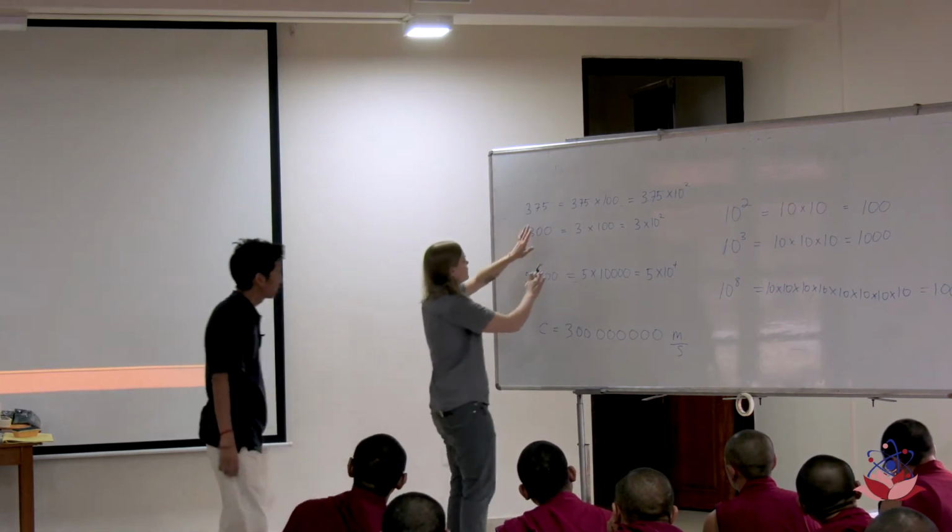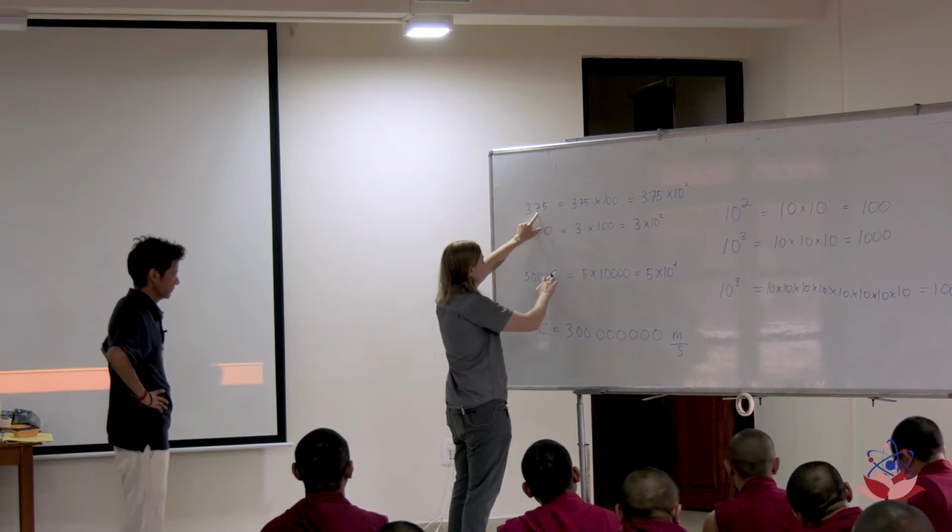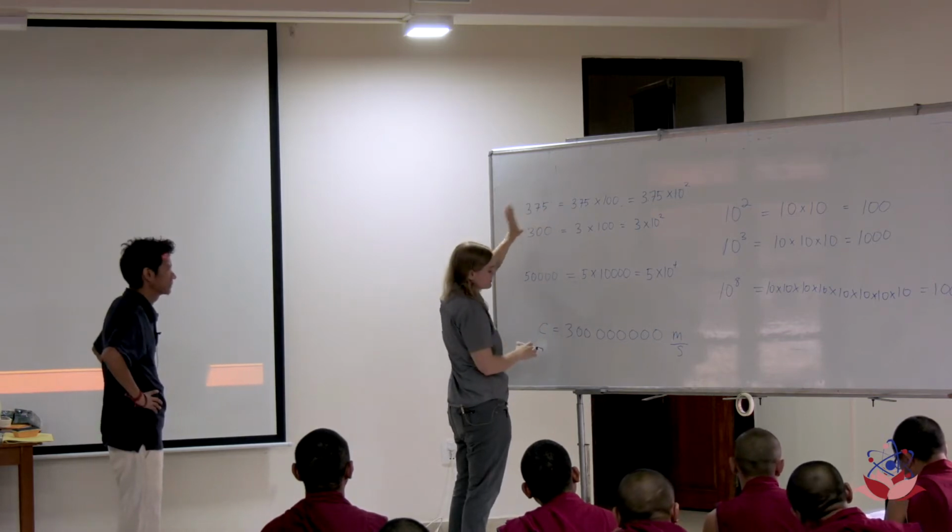It's really about the number of digits to the left of the decimal point, but not counting the first number.